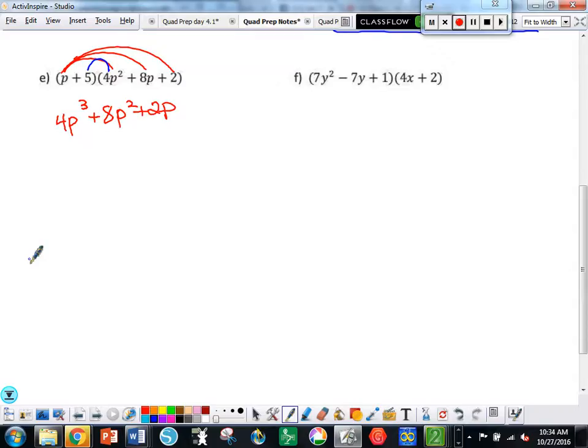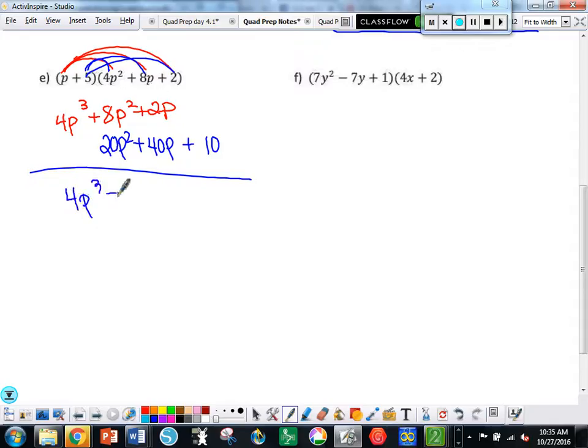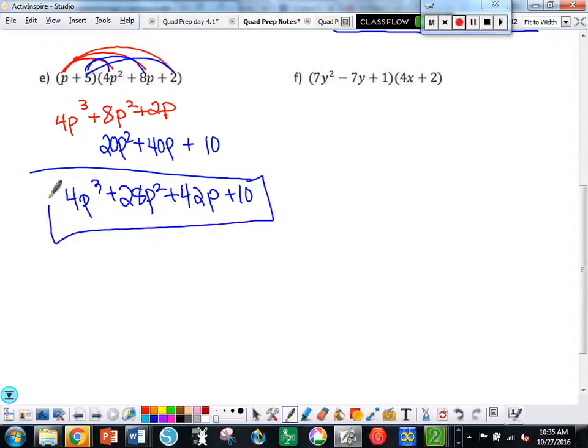5 times 4P squared is what? 20P squared. 5 times 8P would be 40P. 5 times 2, 10. Combine what you can. 4P cubed plus 28P squared plus 42P plus 10. Are you okay with that? Perhaps miserable. I am sorry.